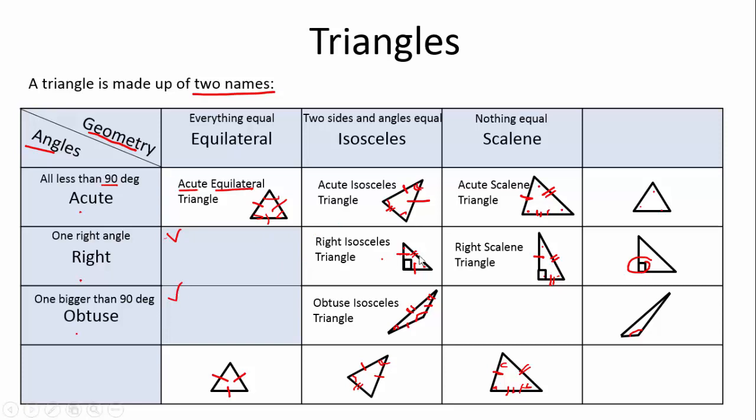Then we could have an obtuse scalene triangle. This would be all 3 different lengths and all the angles are different as long as one angle is greater than 90 degrees. So this, grade 8, is a very important slide.